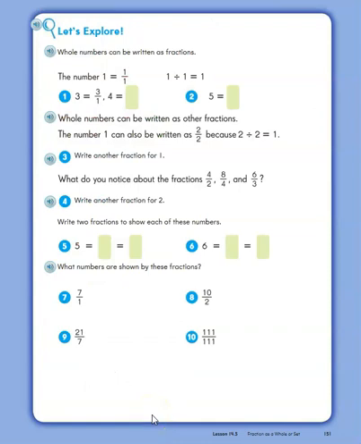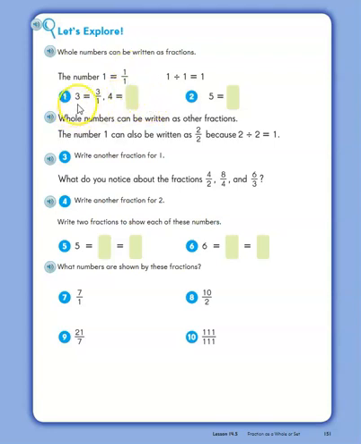Okay, now let's explore some different ways that whole numbers can be written as fractions. So in the first example, it says the number 1 is the same as 1/1. And that's just because 1 divided by 1 is, of course, 1. So anytime we take a whole number and we put a 1 underneath it as a fraction, then it's kind of like saying that number divided by 1.